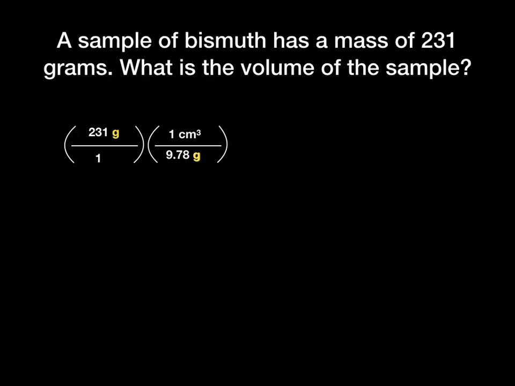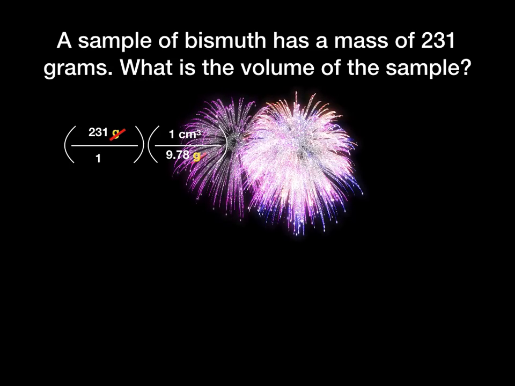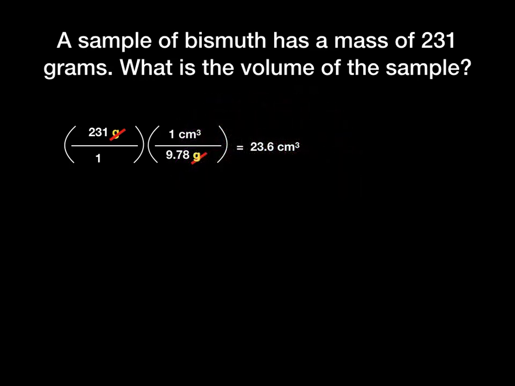Now when we set it up this way, notice that again the unit grams will cancel out, and we multiply by all the numbers on the top, you divide by all the numbers on the bottom. So in this case the ones don't matter, because remember, ones don't change anything. If you multiply or divide by 1, it doesn't change anything. So if you take 231 divided by 9.78, the only unit left over will be cubic centimeters, and it tells us that the sample of bismuth would have a volume of 23.6 cubic centimeters.